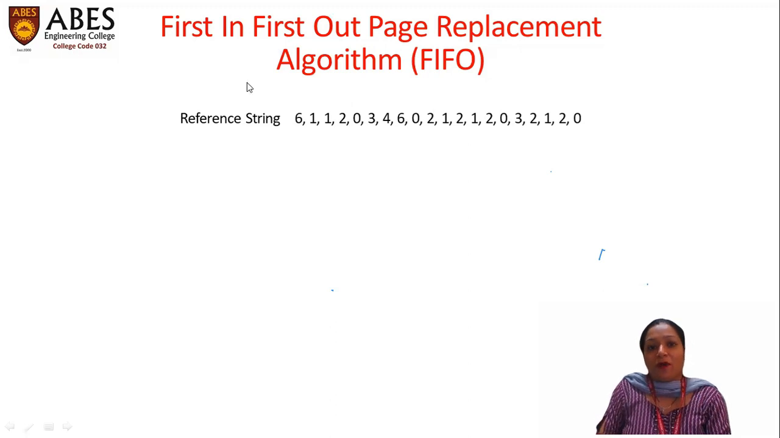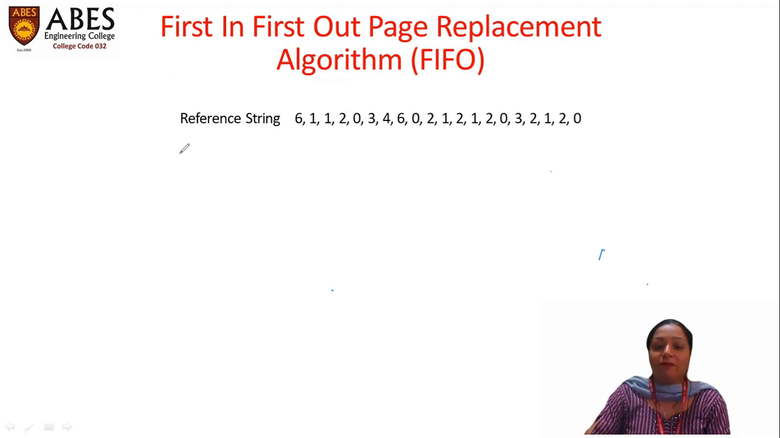So first of all, what is the first in, first out page replacement algorithm? Now we can understand this with the help of an example. We are given a reference string. Now, what is the meaning of this reference string? If the CPU is executing a particular process and wants to access a particular byte which is stored in page number 6, then the reference page will be 6. So these are the page numbers that will be accessed by the CPU in this sequence only.